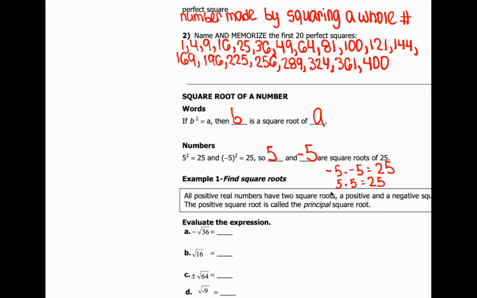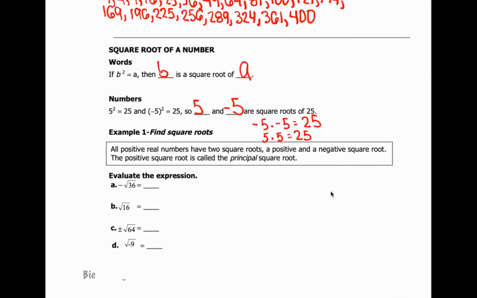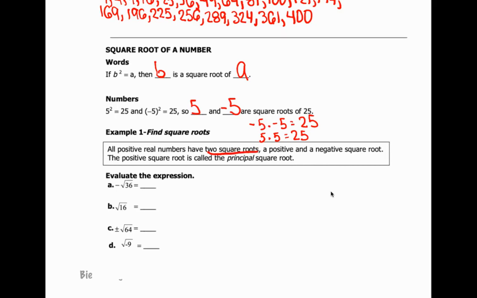Okay, so all positive real numbers do have 2 square roots, as I just said, a positive and a negative. The positive square root is considered the principal square root. So we're going to evaluate this expression. So this gets a little confusing. There is a negative on the outside. So let's focus on the root first. So the root of 36 is 6, because 6 times 6 is 36. It's also negative 6. So my answers are going to be negative of 6, because that's what the square root is, or negative of negative 6. So if I simplify that, that's negative 6 or 6.